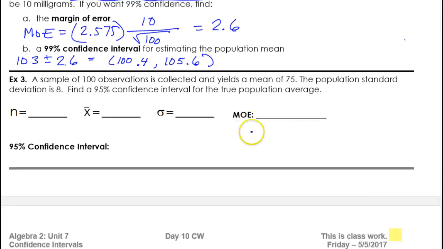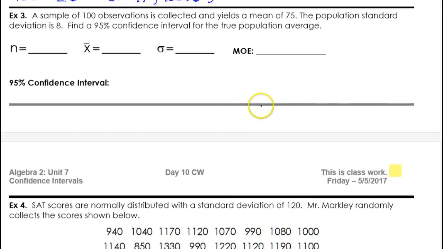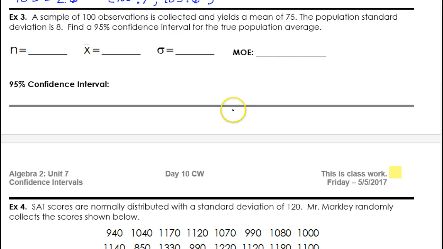Okay, let's do example 3 together. This is mostly about understanding what each of these symbols mean. That's all.